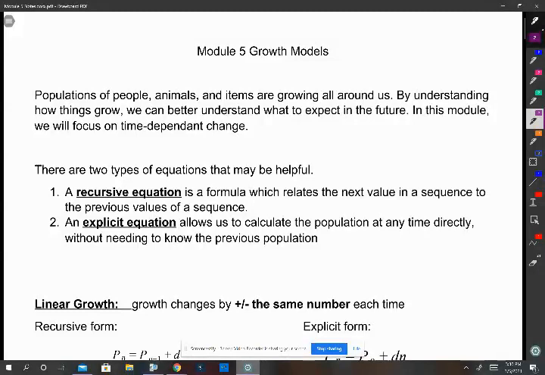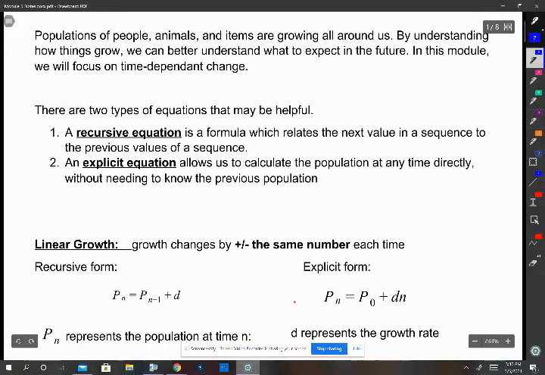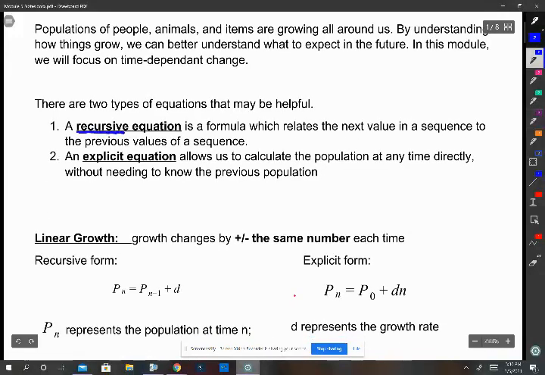So when we look at any type of growth model, there's two types of formulas. There's a recursive equation or a recursive formula and an explicit formula. A recursive equation is useful if we know the previous value. In order to find the next value in a sequence, we have to know the previous value. And so this is nice when we have just the current information and we're looking for the next one.